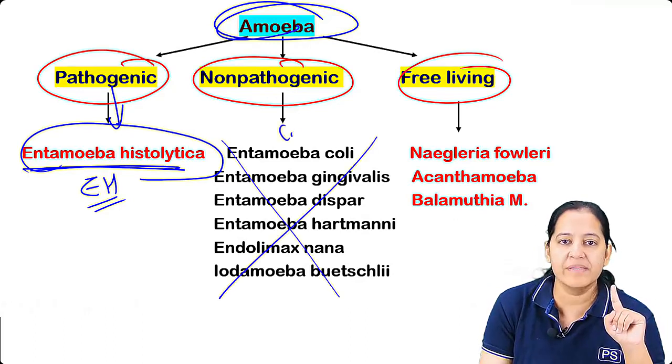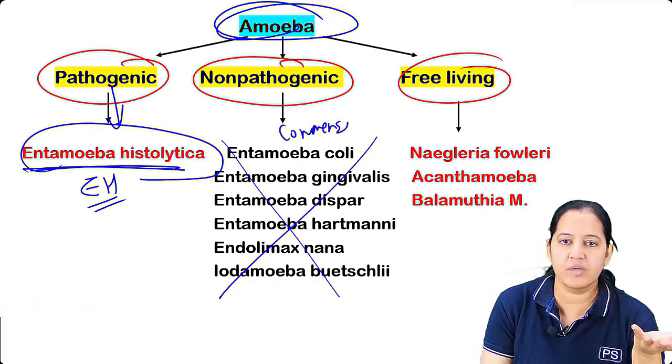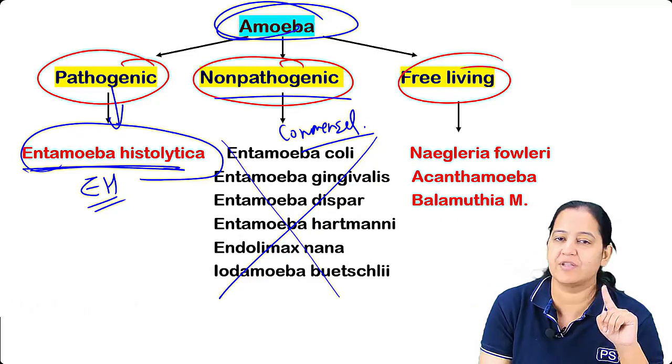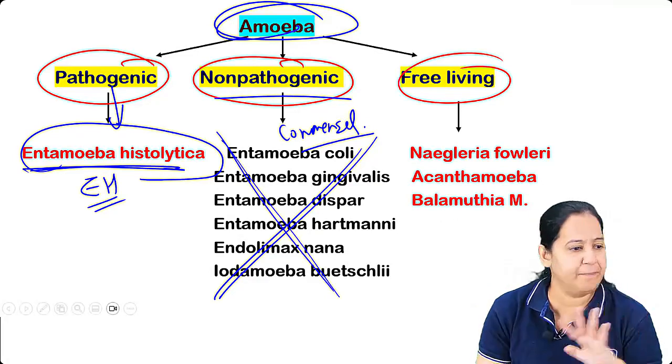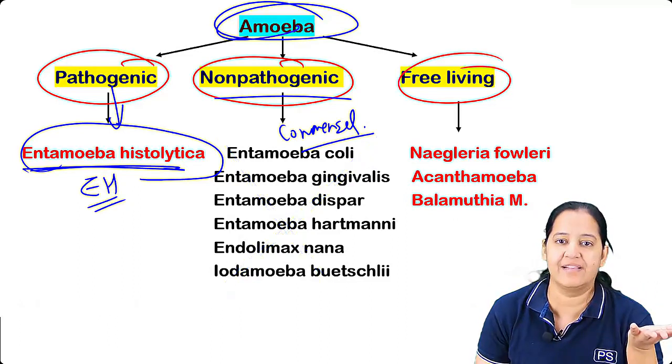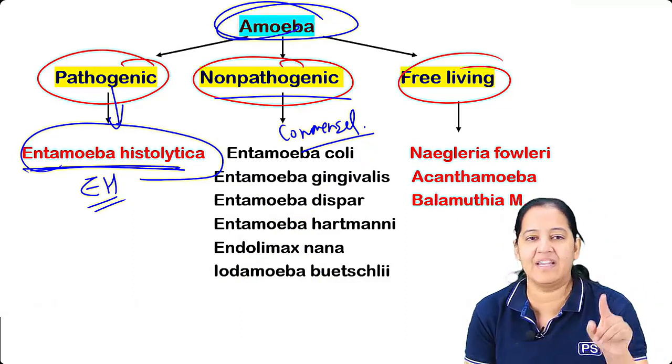The others are all commensal. What are commensals? They do not cause harm to us. They remain in the human body and do not cause any harm. These are known as non-pathogenic. I will not teach you these. Just read their names, because they do not cause any disease in us. Then why study their details? But most of them are Entamoeba only.